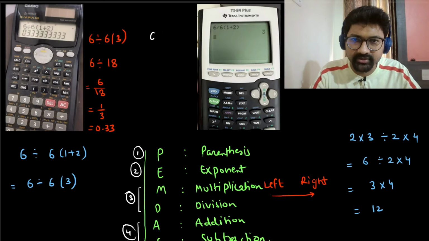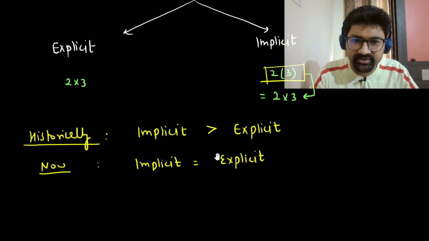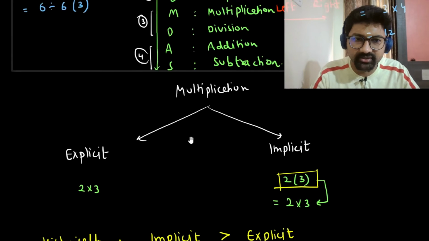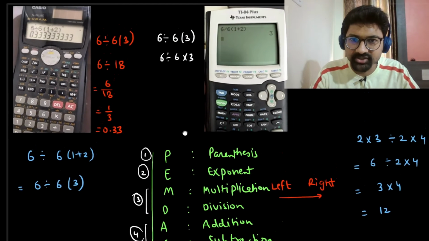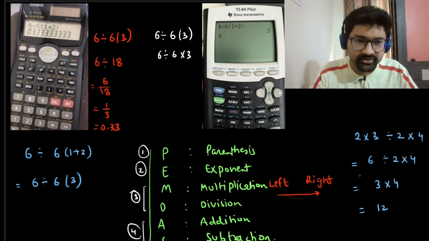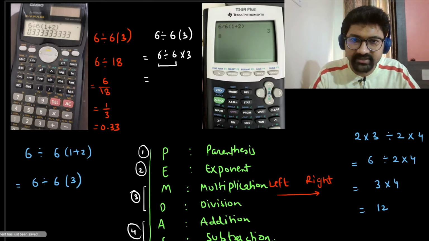for this calculator, the 6 divided by 6 times 3 is actually being taken as 6 divided by 6, times 3, because I just told you that the explicit and the implicit multiplication have the same priority. So basically this turns into the explicit multiplication, and now I'm going to follow this rule which says it is from left to right. So if it's from left to right, 6 divided by 6 goes first, which is 1, and 1 times 3 is 3.